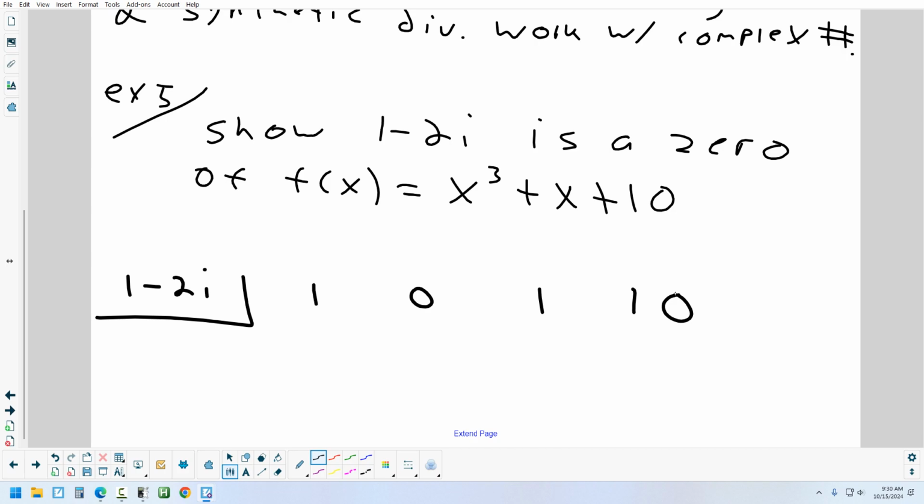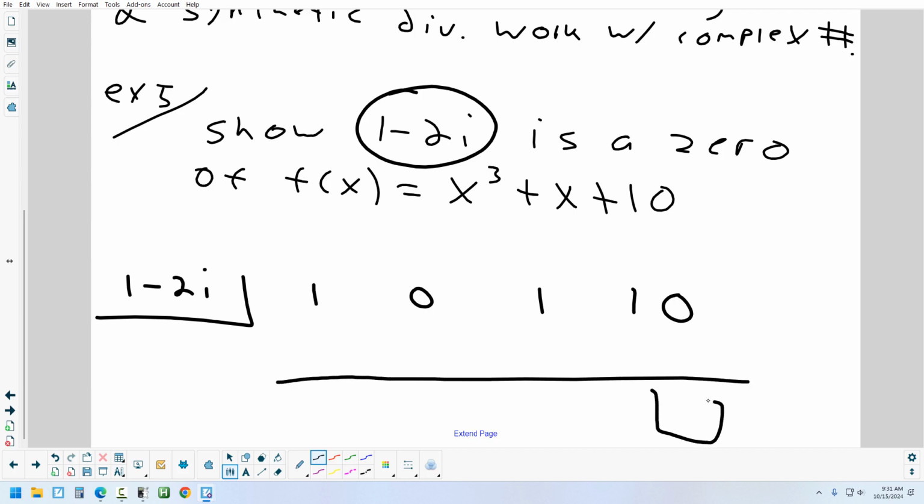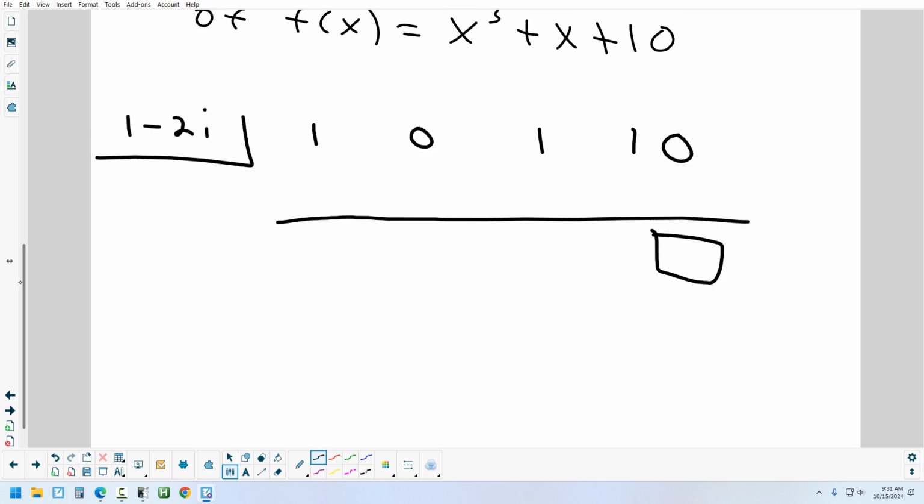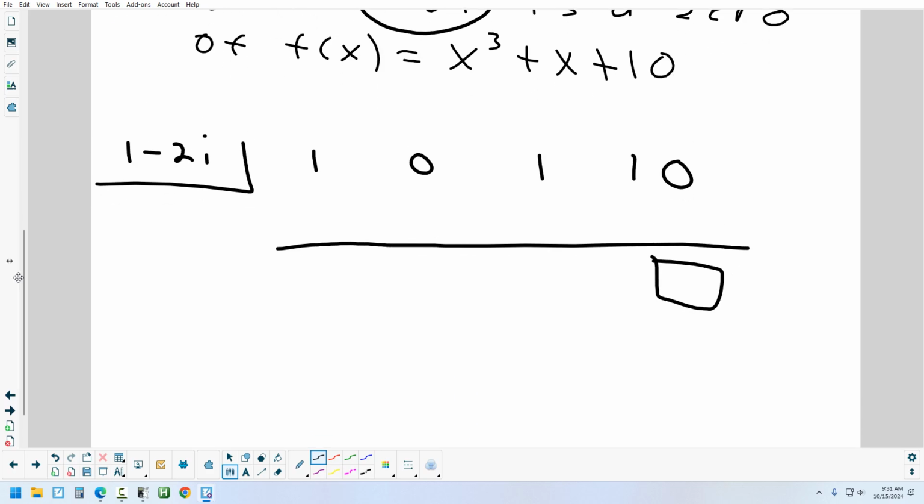And now, as long as it's not a trick question, they're telling me to prove that this is a root. What does that mean I'm going to get for that last number right there? Yeah, I should get 0. Yep. So let's go through and see what happens. It doesn't start off too bad. First thing you do is you bring down the 1.